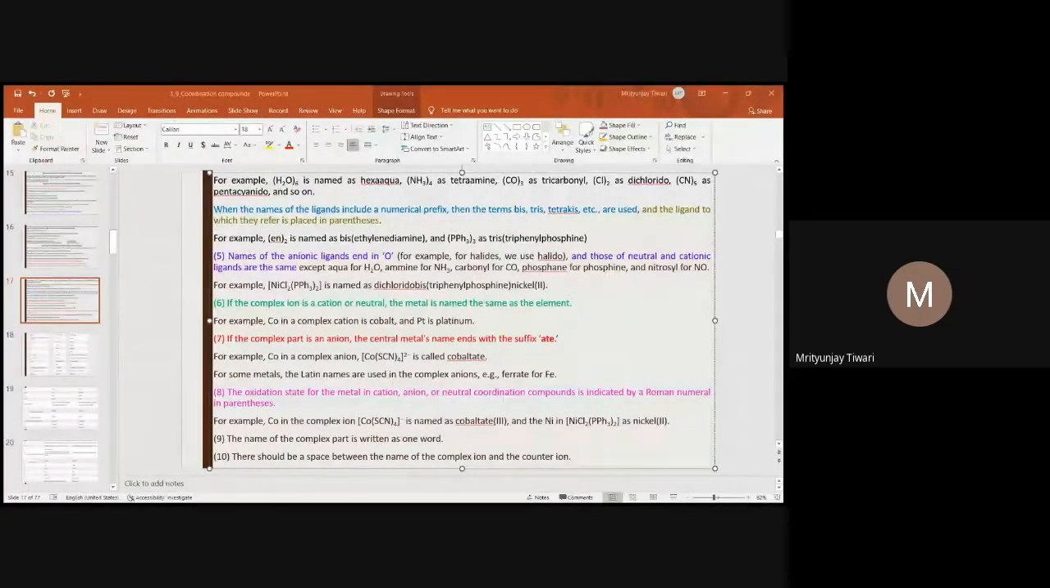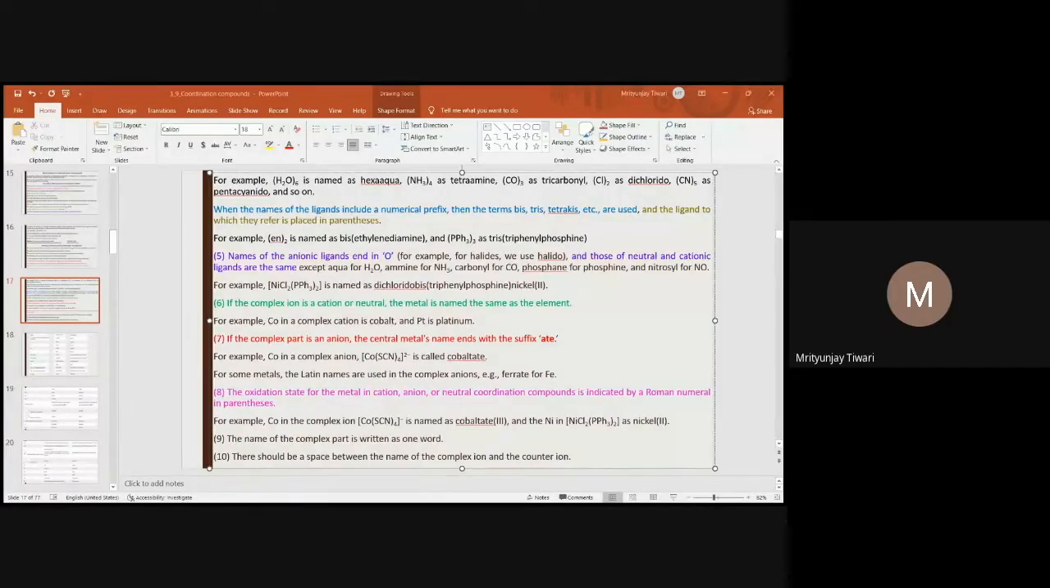The ligand SCN minus is thiocyanate. But thiocyanate, as we know, is an ambidentate ligand, so it can coordinate through sulfur as well as nitrogen. If it is coordinating through sulfur, then we will call it thiocyanato-S in the IUPAC name. We'll write it as thiocyanato-S.